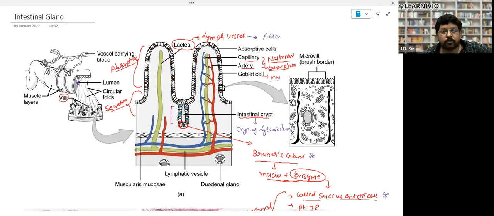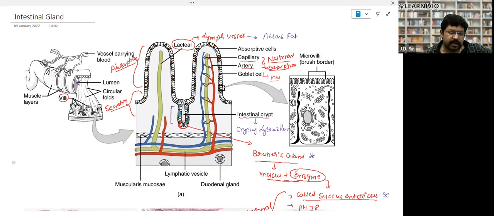it absorbs fat. Why? Because blood capillaries cannot absorb the fat, because the fat molecules are larger. They are absorptive cells. There are capillaries, right? That is the artery, and there are capillaries, they are meant for nutrient absorption.